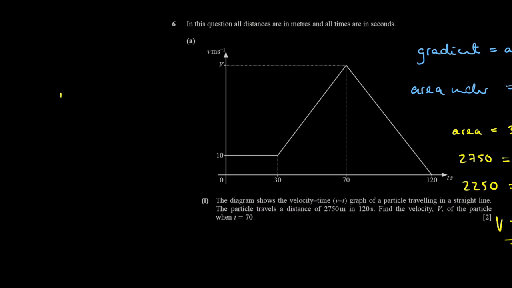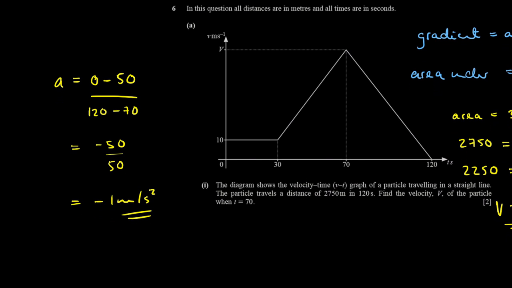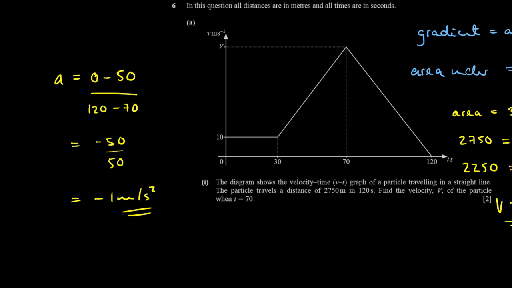Well, we can say y2 minus y1. So 0 minus v, which we found out was 50, over x2 minus x1, which is 120 minus 70. So we've got there 120 minus 70. So we've got negative 50 over 50, which is equal to negative 1 meters per second squared. Okay, so that should be the answer for the acceleration. It is negative. Yeah, so we're slowing down.